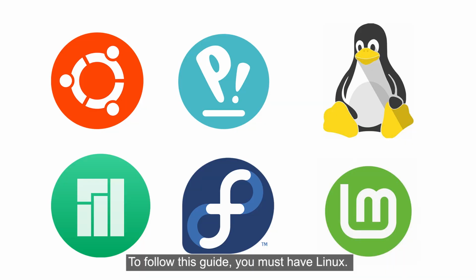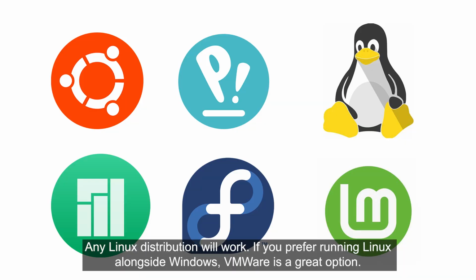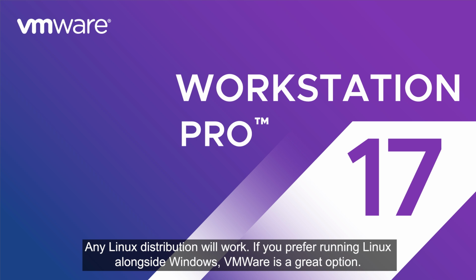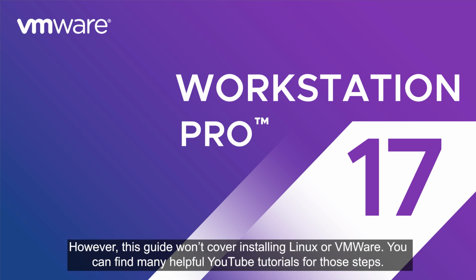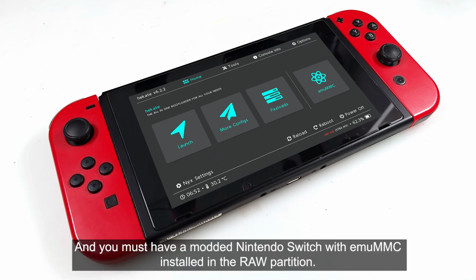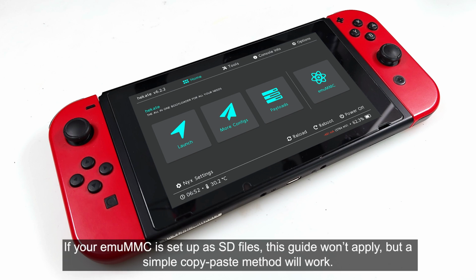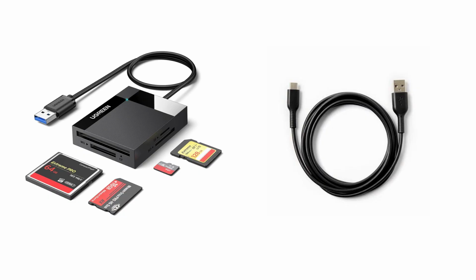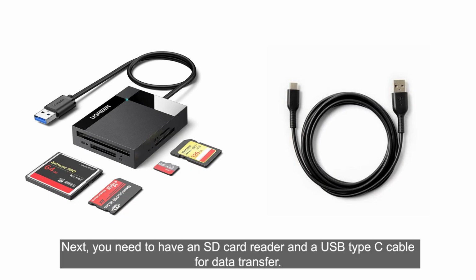To follow this guide, you must have Linux. Any Linux distribution will work. If you prefer running Linux alongside Windows, VMware is a great option. However, this guide won't cover installing Linux or VMware. You can find many helpful YouTube tutorials for those steps. And you must have a modded Nintendo Switch with Emummc installed in a RAW partition. If your Emummc is set up as SD files, this guide won't apply, but a simple copy-paste method will work. Next, you need to have an SD card reader and a USB Type-C cable for data transfer.